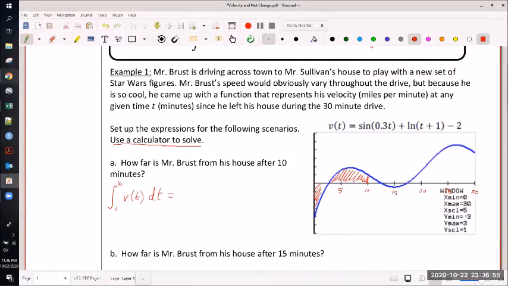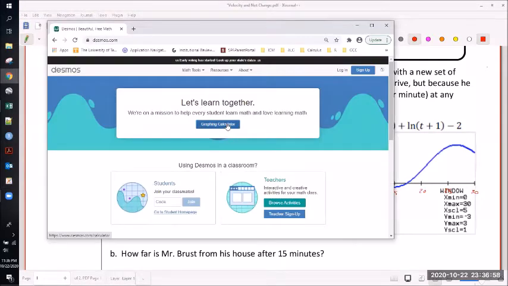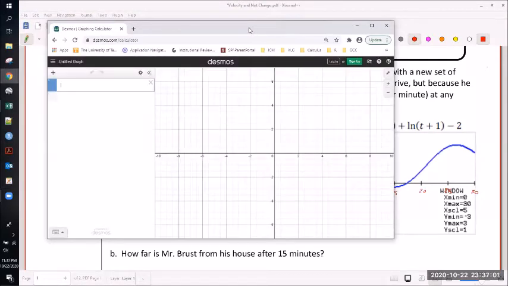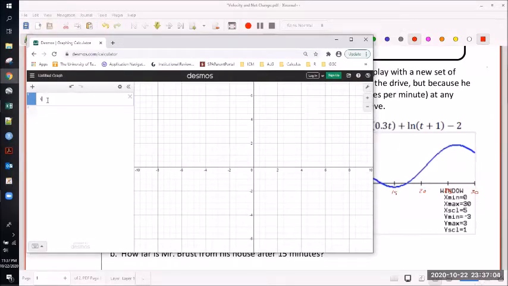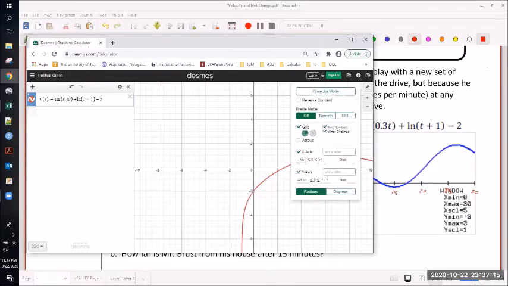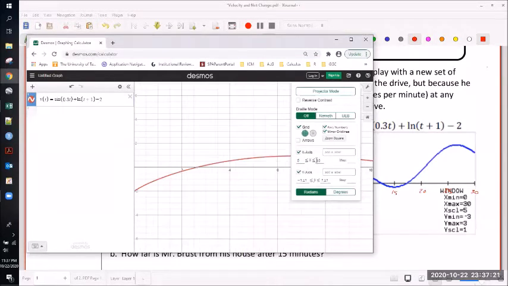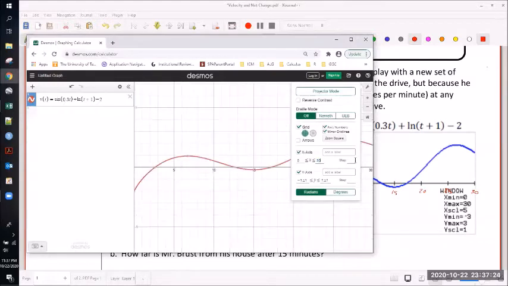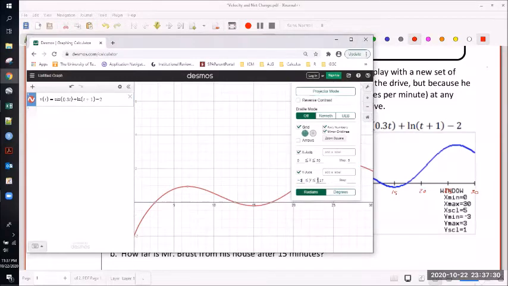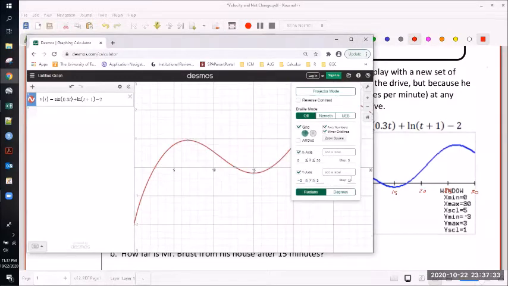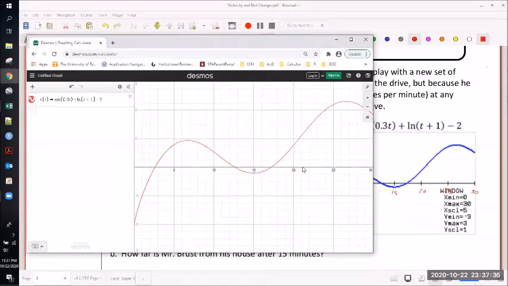Let's go ahead and open up a Desmos window. Do a graphing calculator here. What I'll first do is define the function v of t. This is going to be the sine of 0.3 times t plus the natural log of t plus 1 minus 2. What I can do is adjust the window here, and I'll use the same numbers that were given. So I'll go from 0 to 30, and the step will be 5. And then on the y-axis, I'll go -3 to +3 with a step of 1. Okay, so we get the graph here.